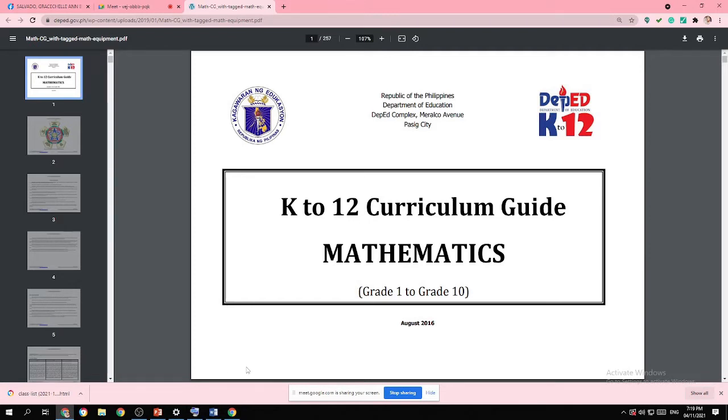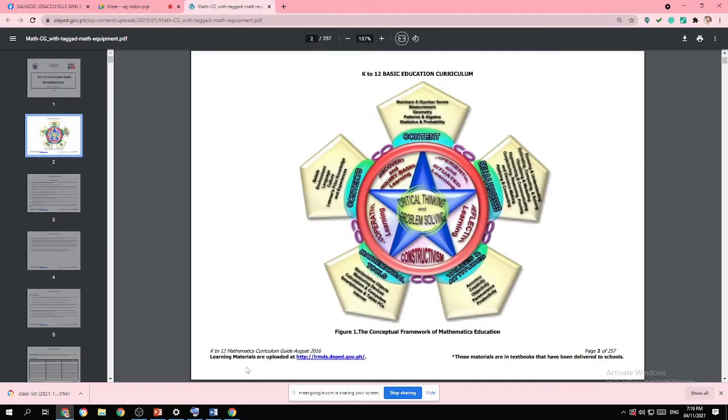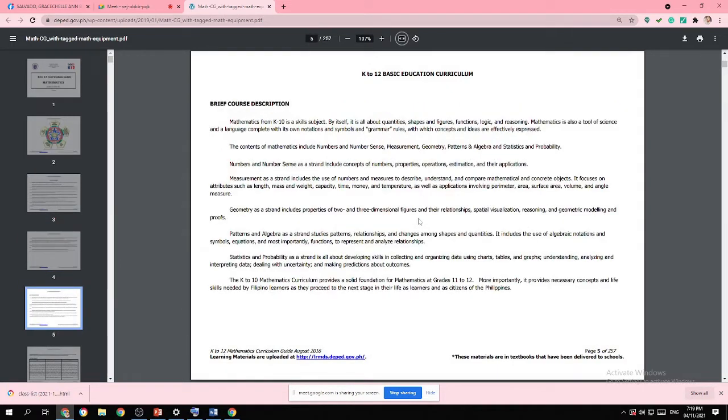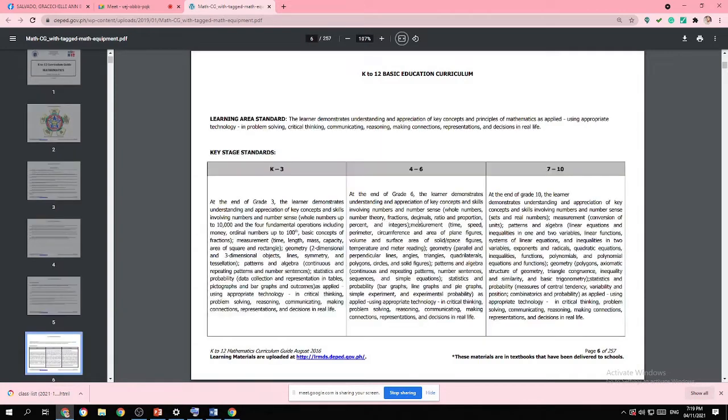There you go. This is the K-12 curriculum guide. As I mentioned a while ago, this is the conceptual framework. As you can see, critical thinking and problem solving are at the center because that is the core. Those are the focus of mathematics education. Next, this is the conceptual framework. This is the brief description for each, measurement, geometry, and so on.